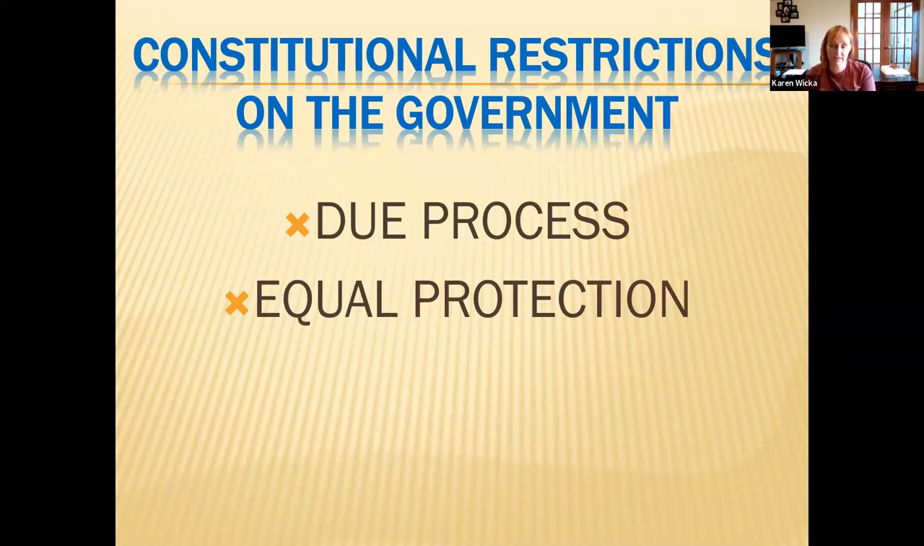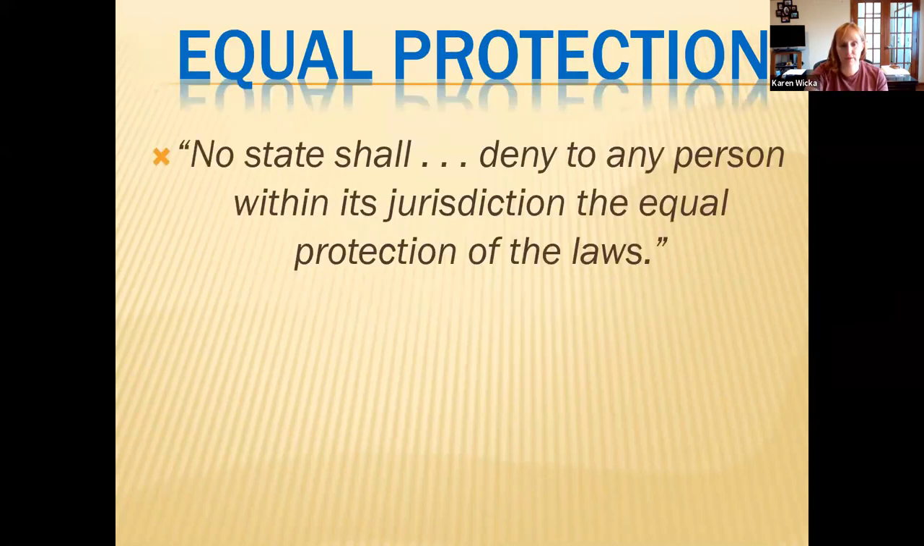Now, we're going to look at, for the rest of the class, two provisions, and mostly just one, but we're going to talk about the idea of due process and equal protection. So when you're talking about criminal procedure law, that law cannot violate these two provisions. So due process and equal protection. So we're going to look at each one of those. So we'll start with equal protection, because then we're going to finish up with due process.